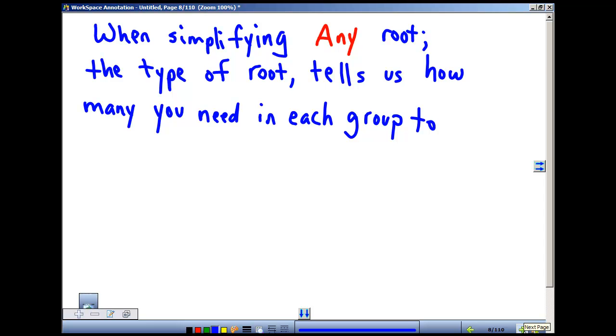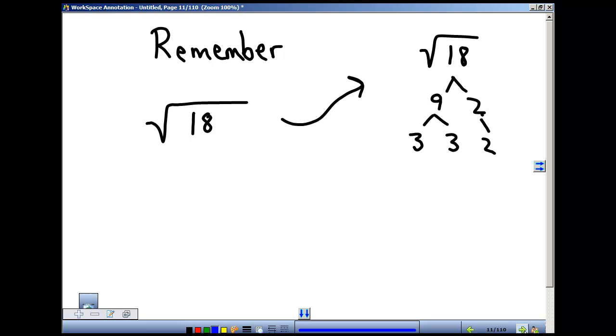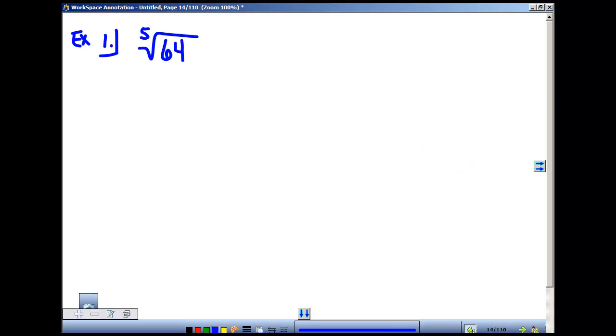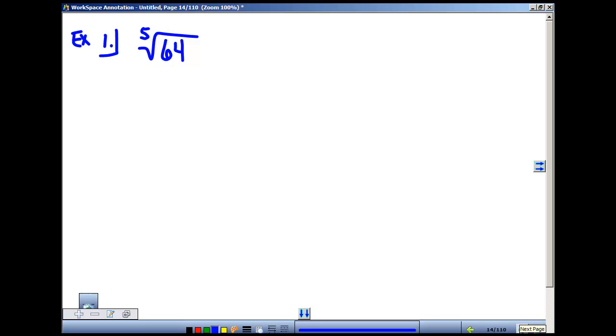When simplifying any root, the type of root tells us how many you need in each group to go out. Remember when we simplified square roots? Remember when we broke it down into prime factors? There was a pair of 3's and a 2 was left over, and that was our answer. So 3 times the square root of 2 is my answer. Well, simplifying other roots works the same way.